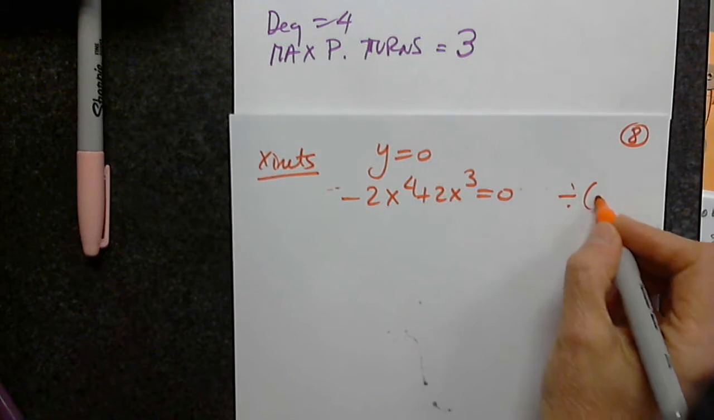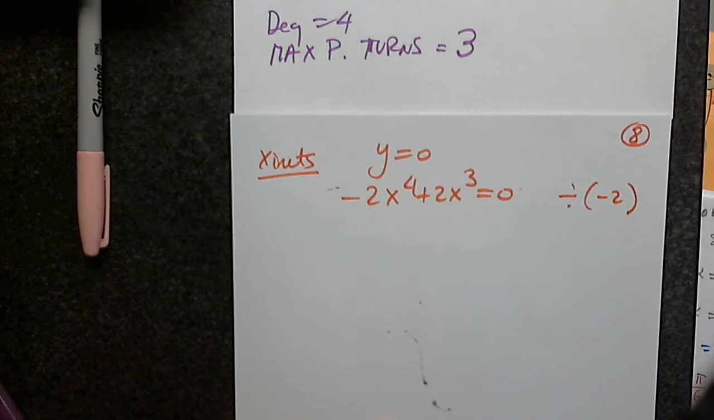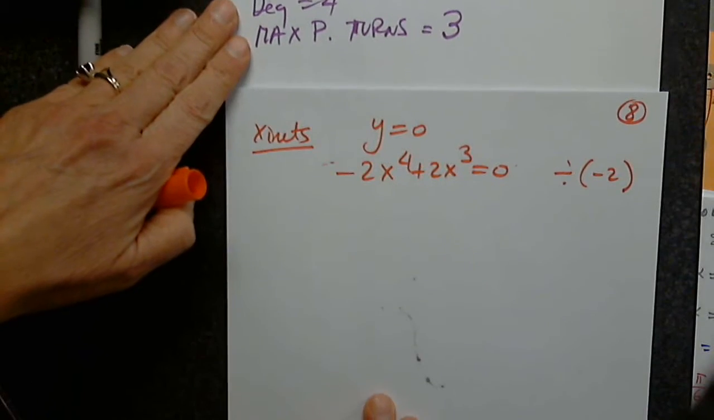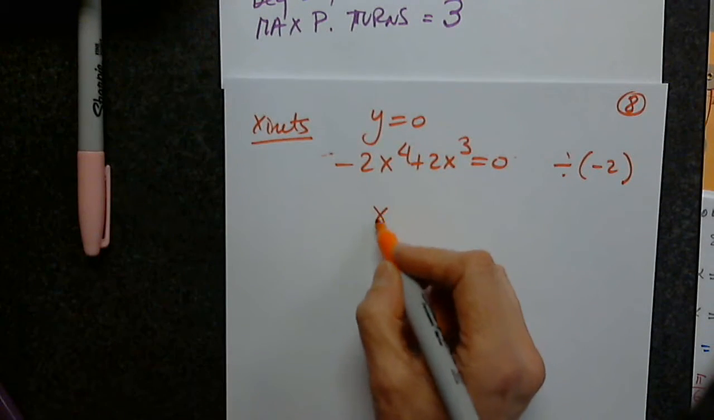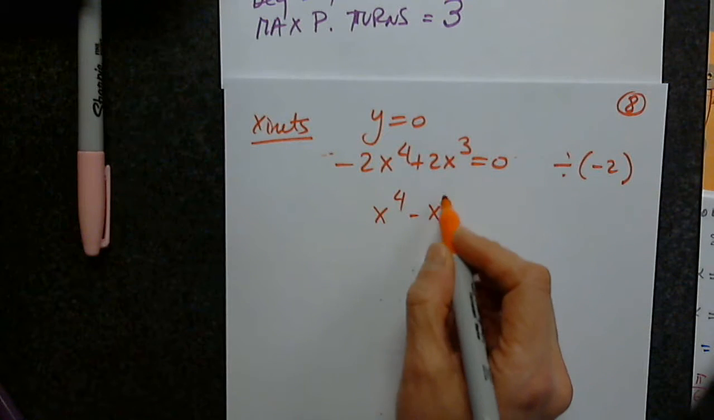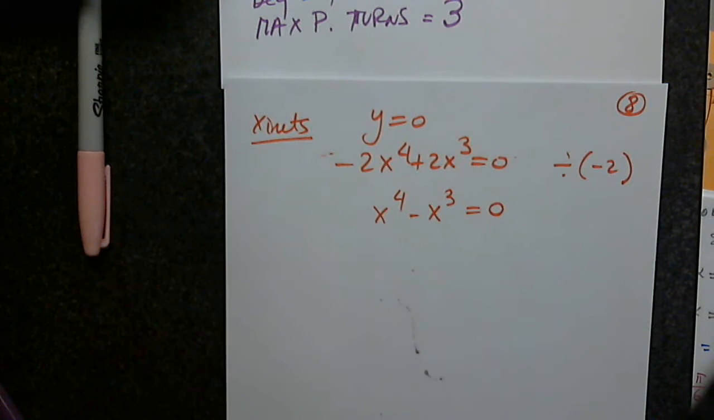So now we divide definitely by -2. I'm allowed to divide by -2, and I should. So I get x to the 4th minus x cubed equals 0. What do I have to do next in order to find the x-intercepts for this function? The greatest common factor. Awesome. Which is?